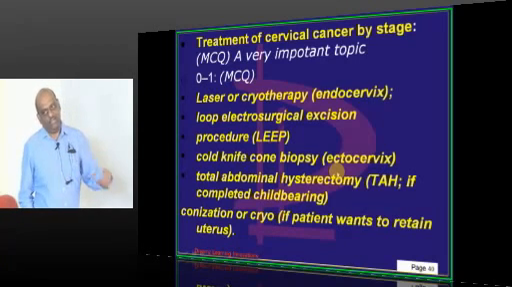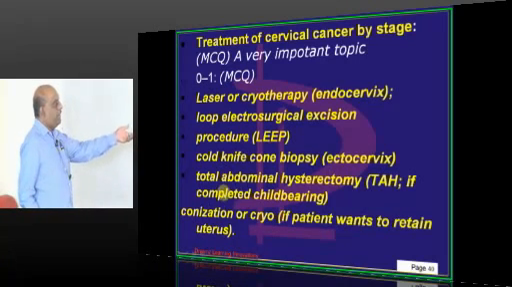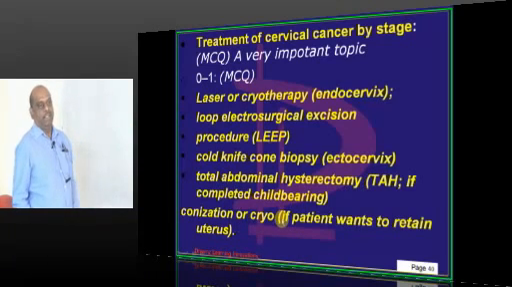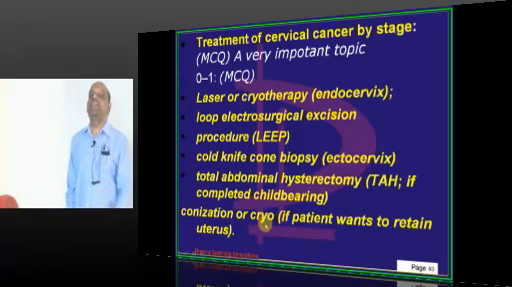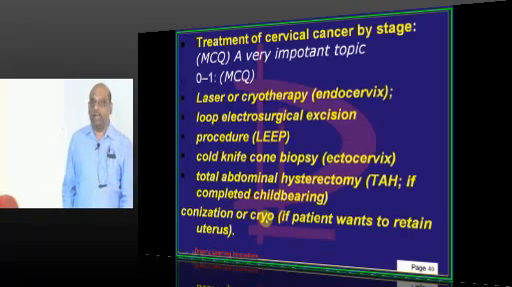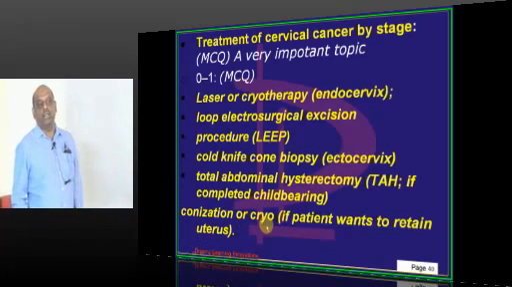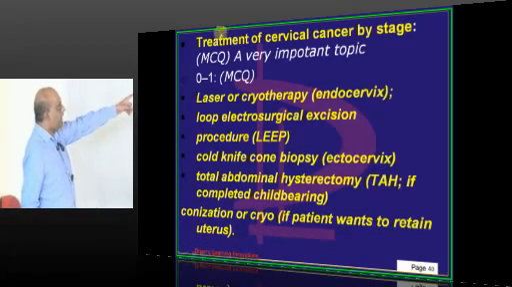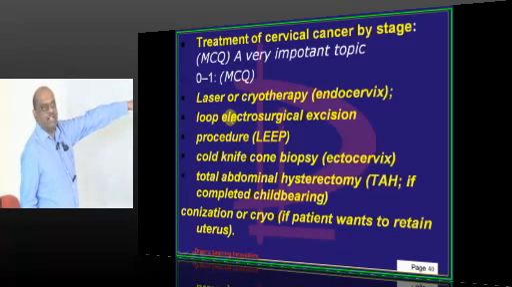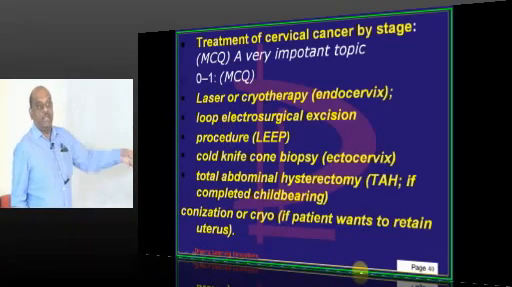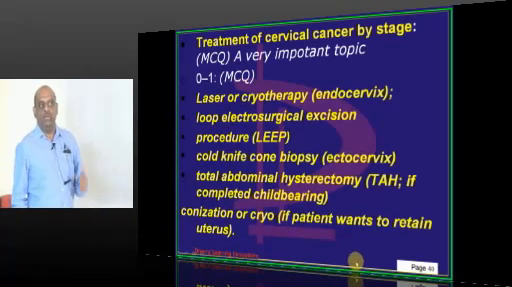Cervix has the ectocervix and the endocervix. Then you can do total abdominal hysterectomy if the woman has already finished her childbearing and is in stage 0 or 1. That's the reason age is important. What is the age of the woman? And you can do conization or cryotherapy if the woman has only stage 0 to 1 cervical cancer, but still she wants to retain the uterus and she wants to bear a few more children.